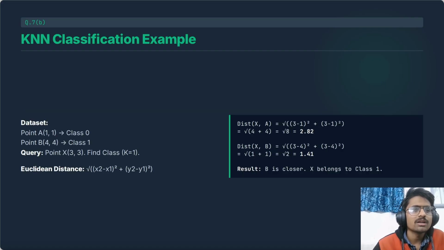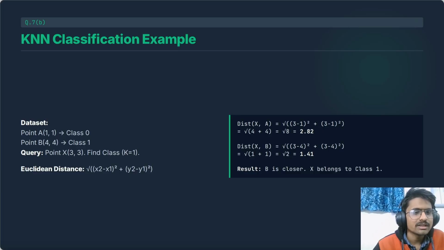So B part of question number 7 is KNN classification example. So dataset: point A (1,1) belongs to class 0 and point B (4,4) belongs to class 1. Query point X (3,3), find class, K is equal to 1.